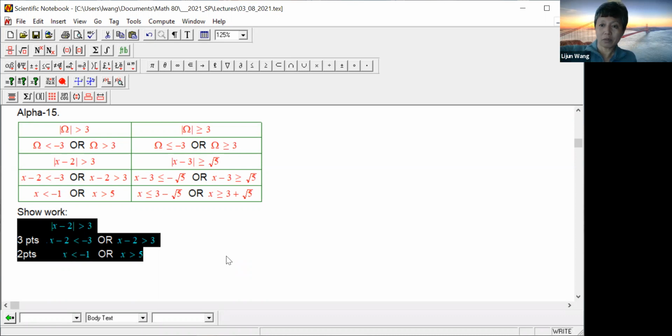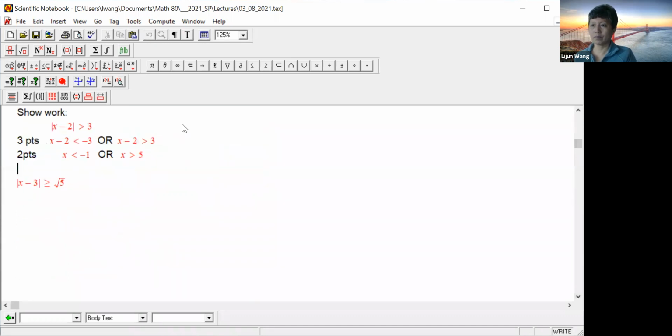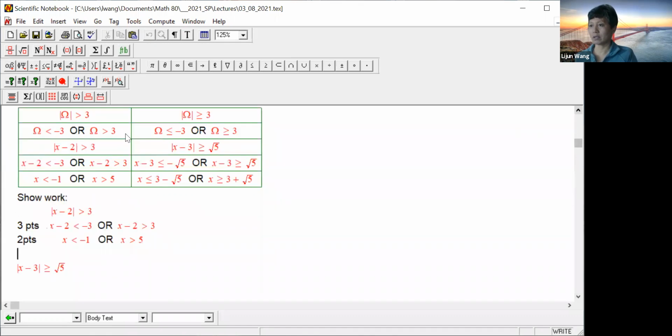Don't make those other mistakes I pointed out. Okay, so let's make them complete. For solving this one, how do you show work? How do you show work for the next one? Okay, how do we show work for the next one?